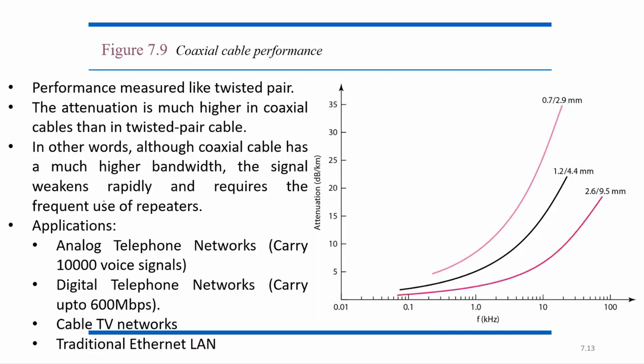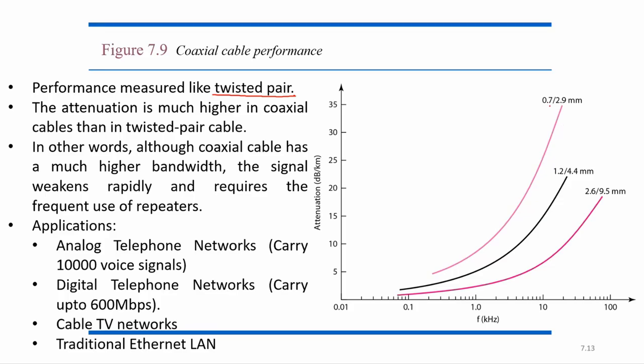Next, we will see the performance of the coaxial cables. The performance that we will be measuring is similar to the one used for twisted pair. For twisted pair, we focused on the attenuation at a particular frequency per kilometer. At lower frequencies, up to 100 kilohertz, initially there is low attenuation. As we increase the frequency, attenuation increases.